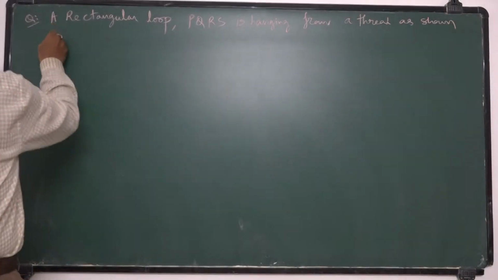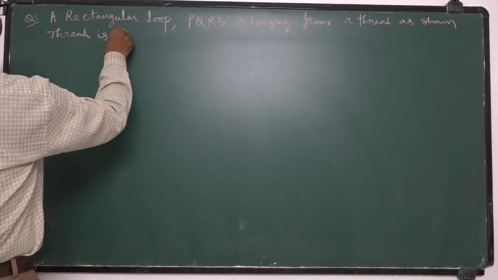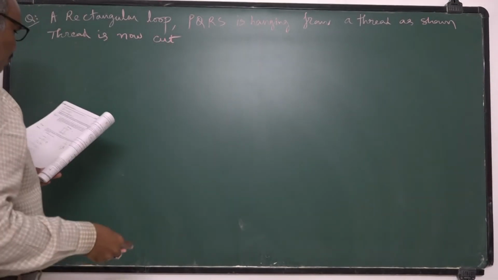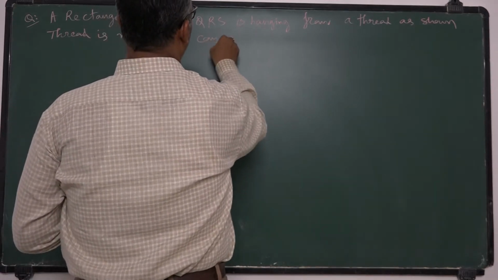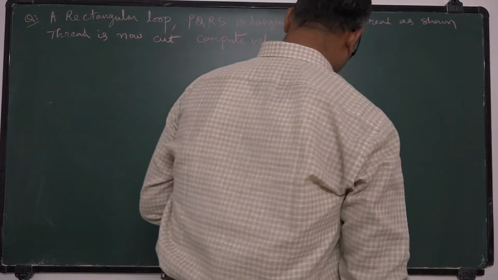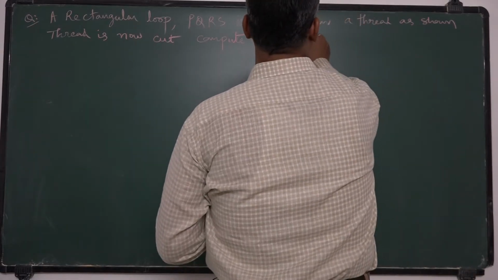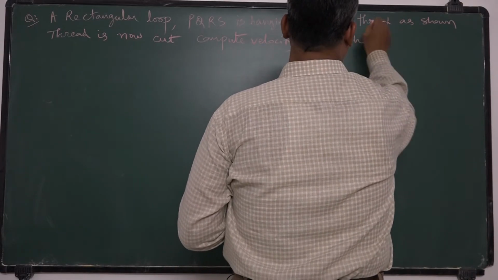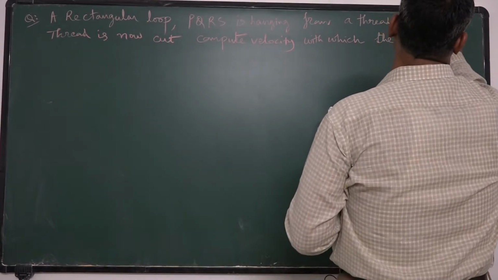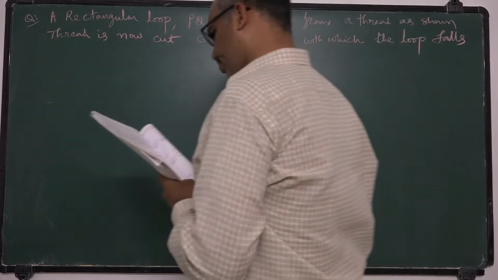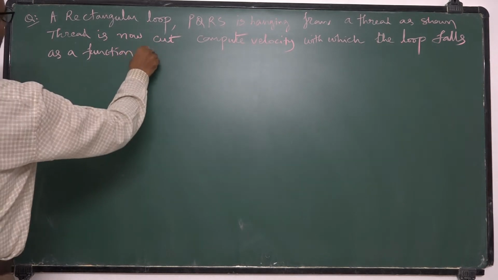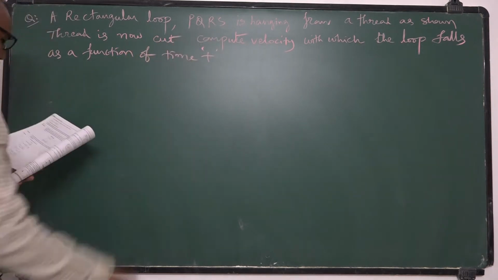The thread is now cut. Compute the velocity with which the loop falls as a function of time t.